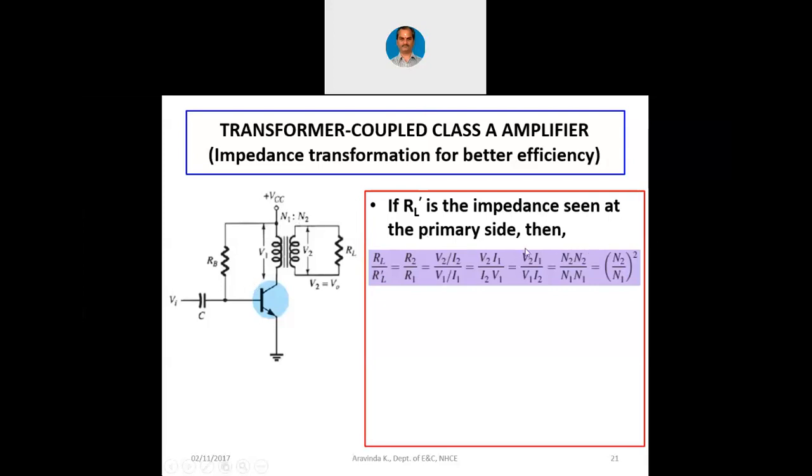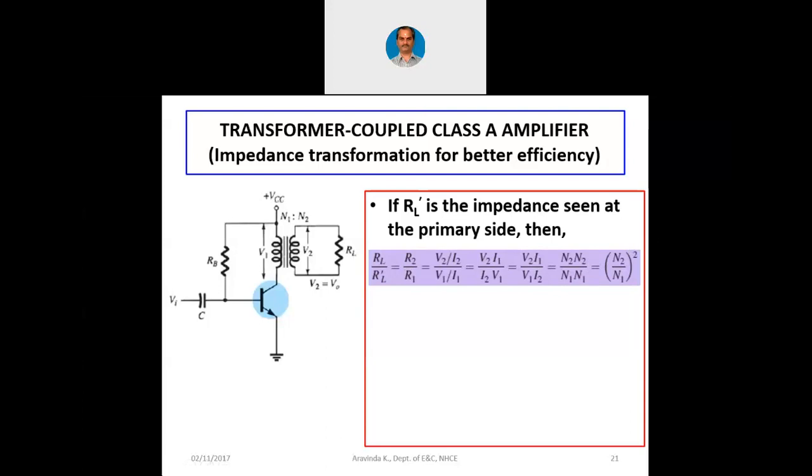So now we rearrange all these terms. V2 I1 by I2 V1 is equal to V2 I1 by V1 I2. V2 by V1 corresponds to N2 by N1. Now I1 by I2 corresponds again to N2 by N1, because it is 1 over N1 by N2. So it is N2 into N2 divided by N1 into N1, that is N2 by N1 whole squared. Now this is the ratio between the impedance at the output and the impedance at the input.